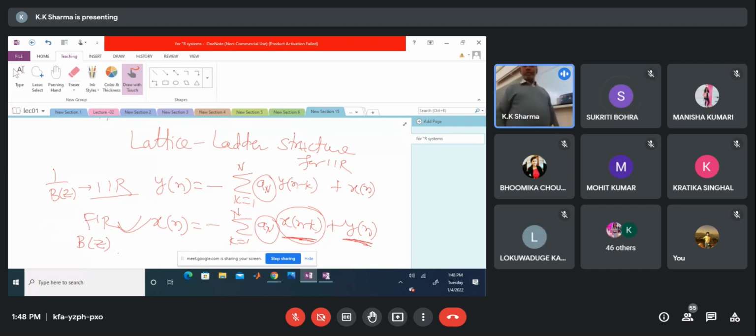I am given an FIR filter and I need an IIR filter with 1 upon B(z). How simple is this? You have to interchange the input and output, and of course the direction of arrows needs to be reversed in this case. The point is that the filter Y(z) upon X(z) implemented by this and Y(z) upon X(z) implemented by this are related by this simple relation.